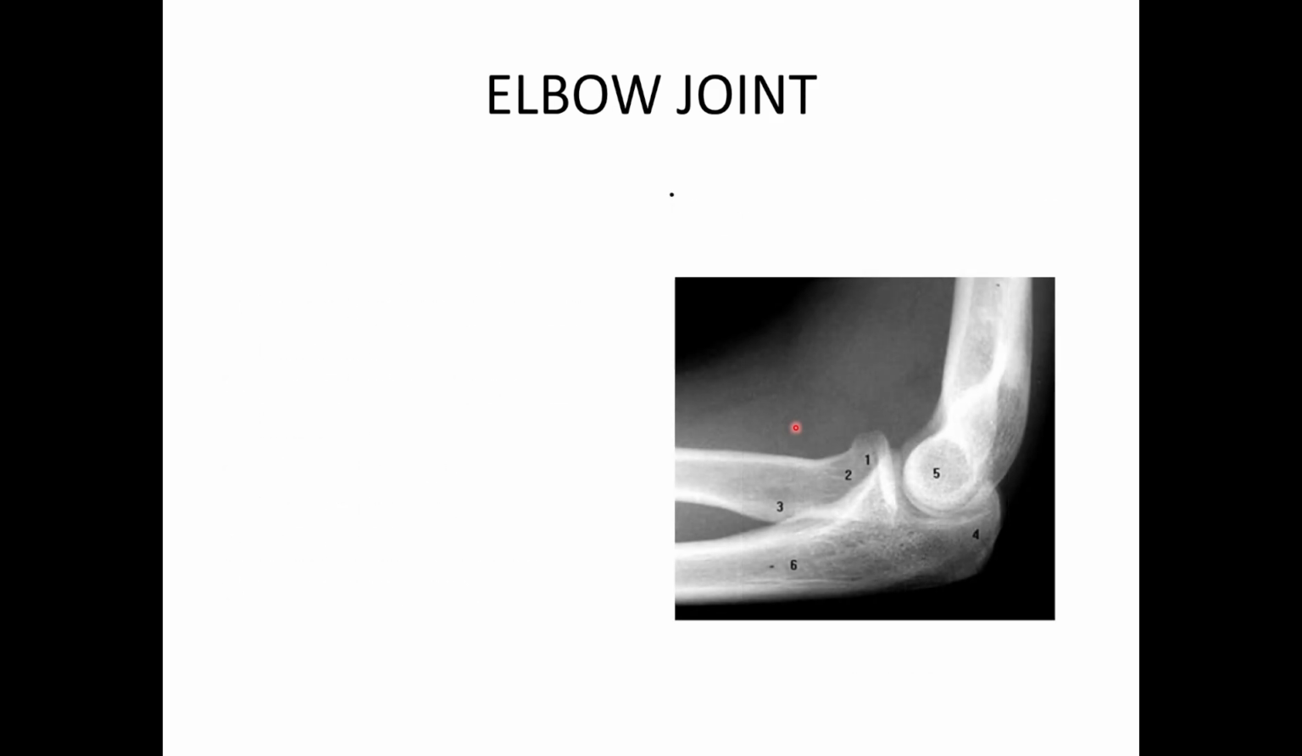This is a plain X-ray modality, lateral view. 1 we have the head of the radius. 2 we have the neck of the radius. 3 we have the radial tuberosity of the radius. 4 we have the olecranon process of the ulna. 5 we have the trochlea and capitulum overlapped, and 6 we have the ulna.